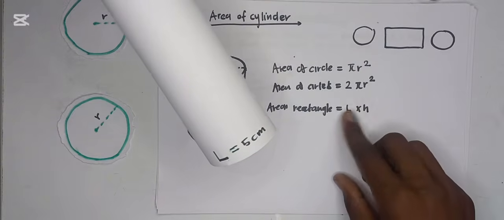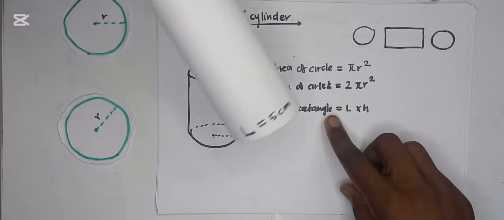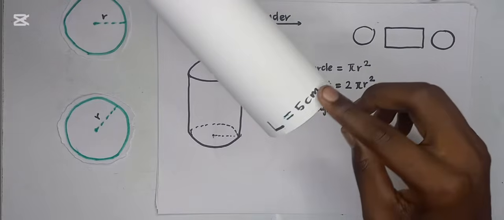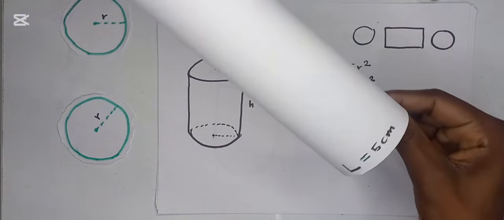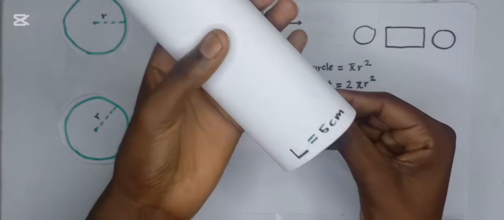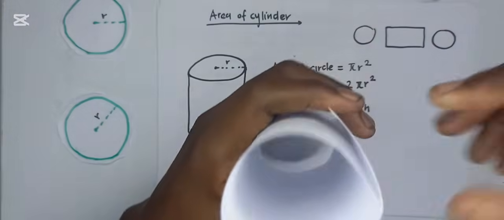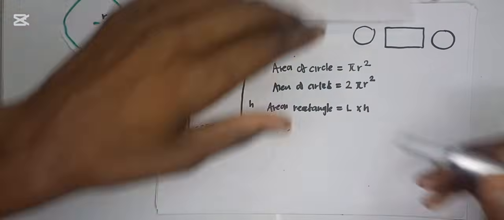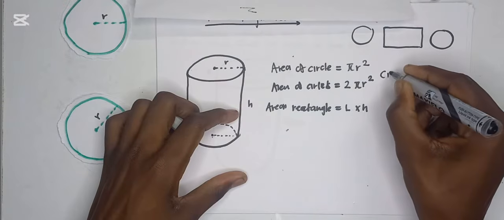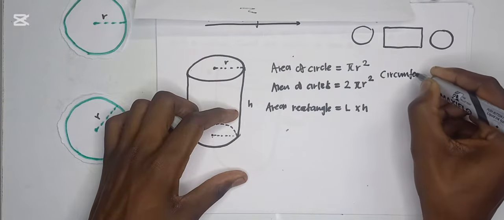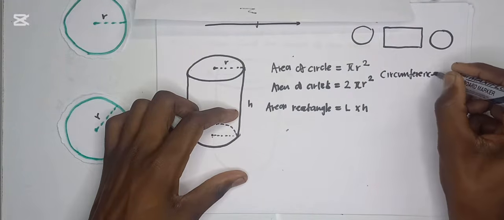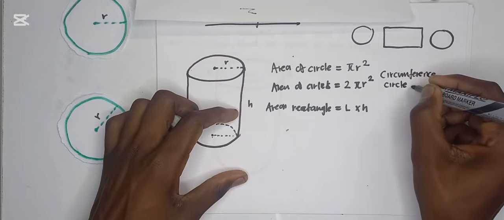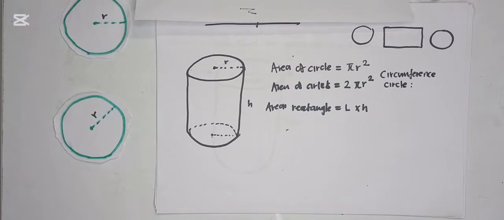So what is happening to our formula here of our rectangle? It means that this L is no longer the same L, because now it's no longer 5 centimeters, right? It's a circle. And what does it form underneath of it? It forms what we call a circumference of the circle. So what is a circumference of a circle?